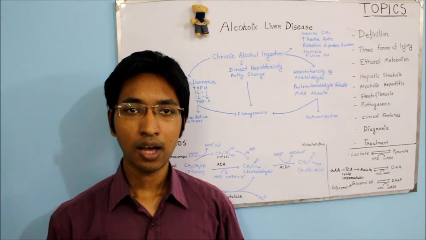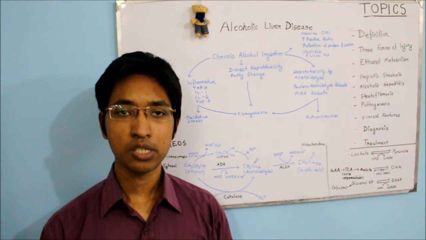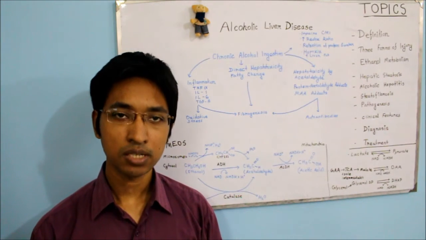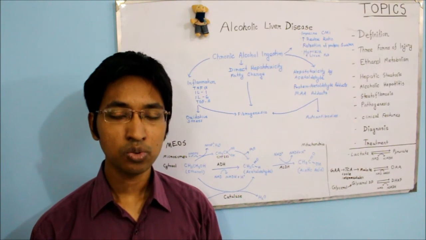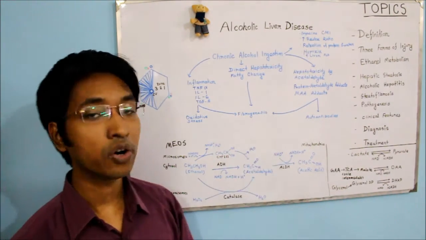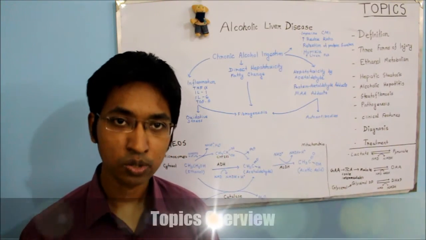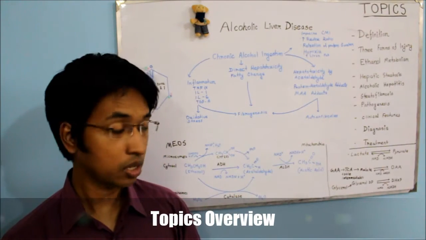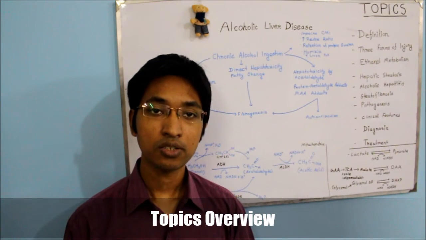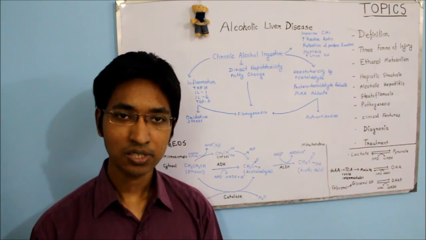Today's topic is alcoholic liver disease part 2. In the previous video of this series, we defined alcoholic liver disease, talked about the metabolism of alcohol, and discussed the morphology of the 3 forms of liver injury that we see in alcoholic liver disease. In this video, we will finish our discussion by talking about the pathogenesis, clinical features, diagnosis and treatment of alcoholic liver disease. Okay, so a lot of topics, so let's begin.